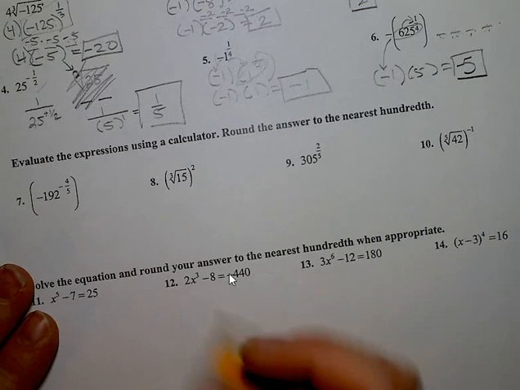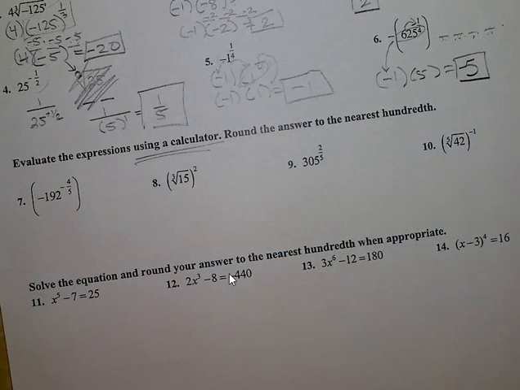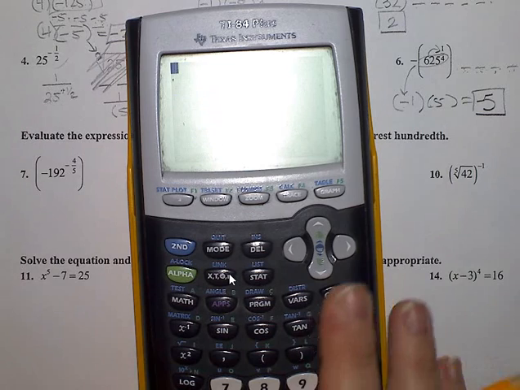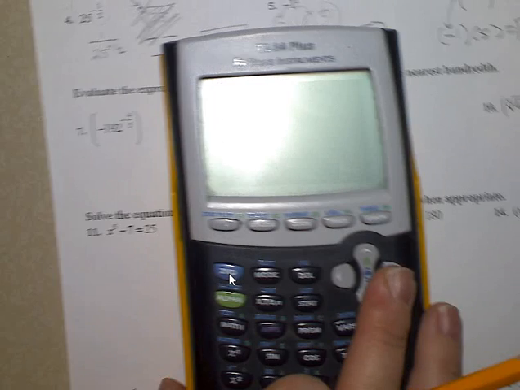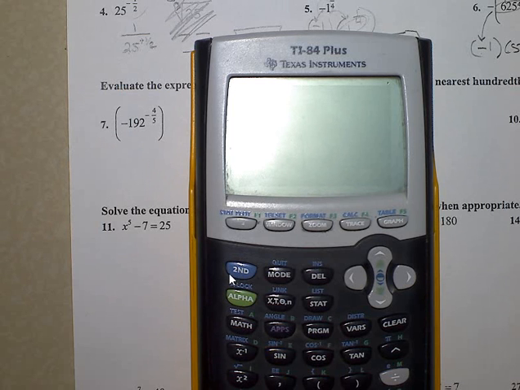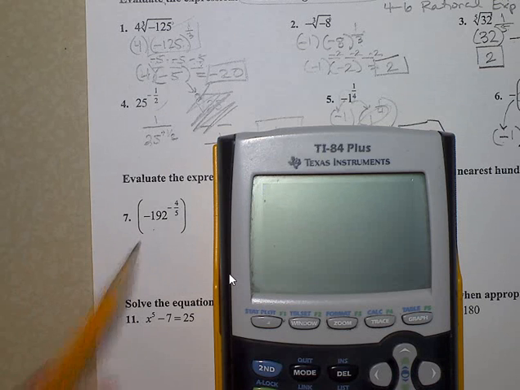Now we are going to evaluate these expressions using a calculator, and we will round to the nearest hundredth. So let's start with the calculator, second plus 7, 1, 2. Let's have a fresh start. How do we plug this in? Please listen up. We're going to put parentheses around the bottom number, or the base of the problem. So parentheses negative 192.